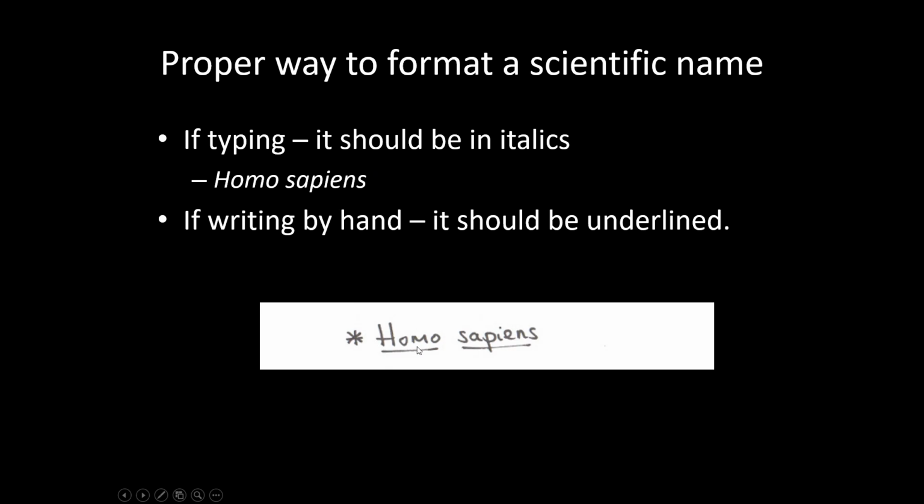If you're writing it by hand, same capitalization rule, so capitalize the genus but not the species, and then you underline each word separately. For some reason, biologists, we are super OCD about don't underline the space.